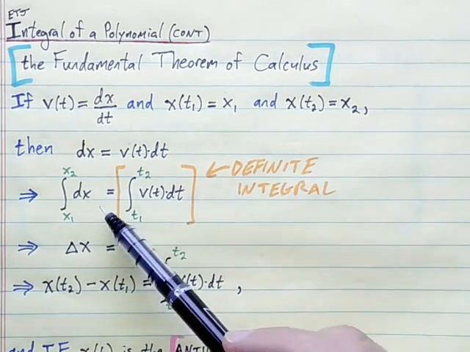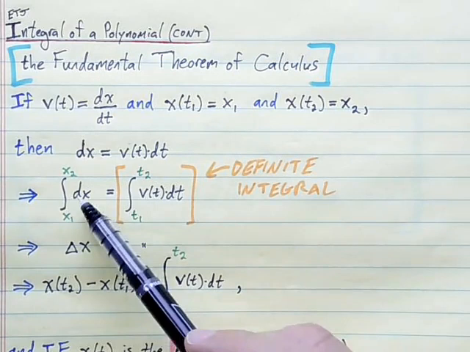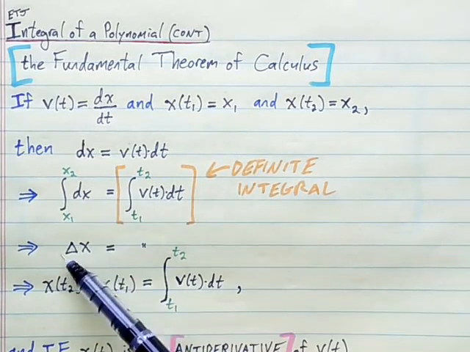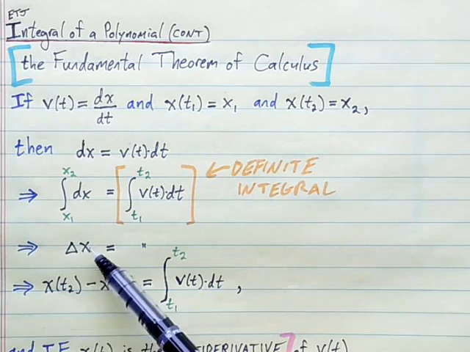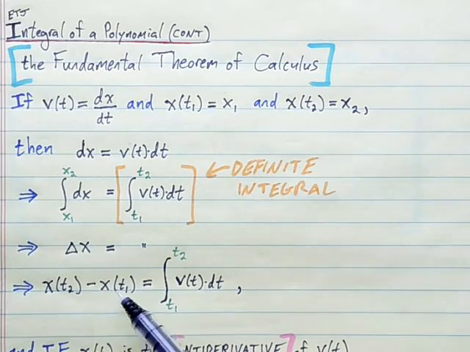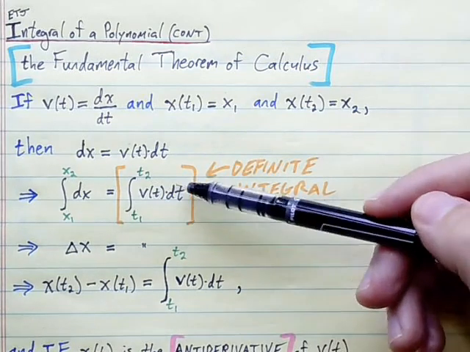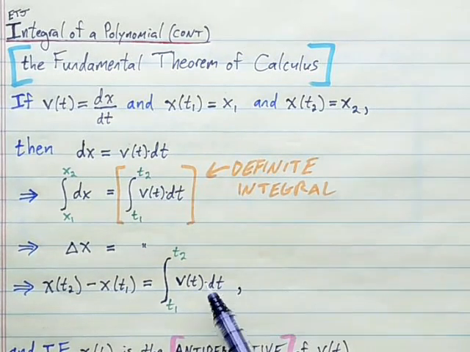On the right-hand side, we know when we add up all of the little dx's, we'll get the big delta x. And delta x we know is the change in x, so x final minus x initial, so x at t2 minus x at t1. Carrying down the definite integral on the right-hand side, we get to here.